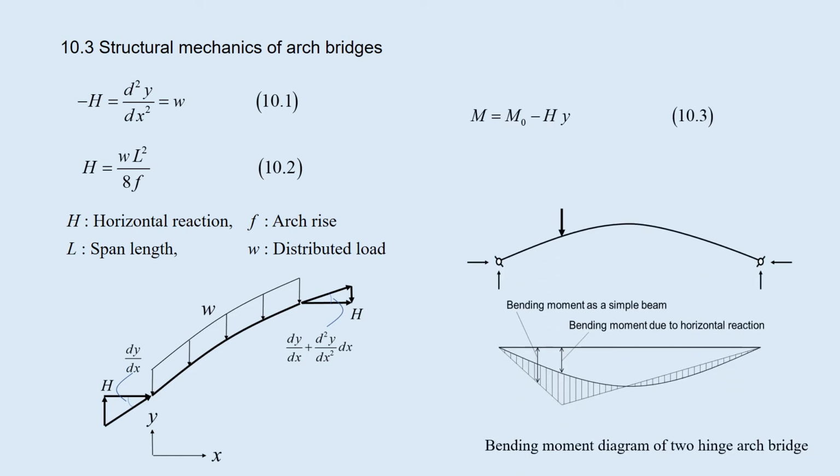As the design load fluctuates along the span length, not only axial forces but also bending moments occur in the arch rib. The bending moment M is obtained by M0 minus Hy, where M0 is the bending moment as a simple beam, and y is the height of the arch rib.